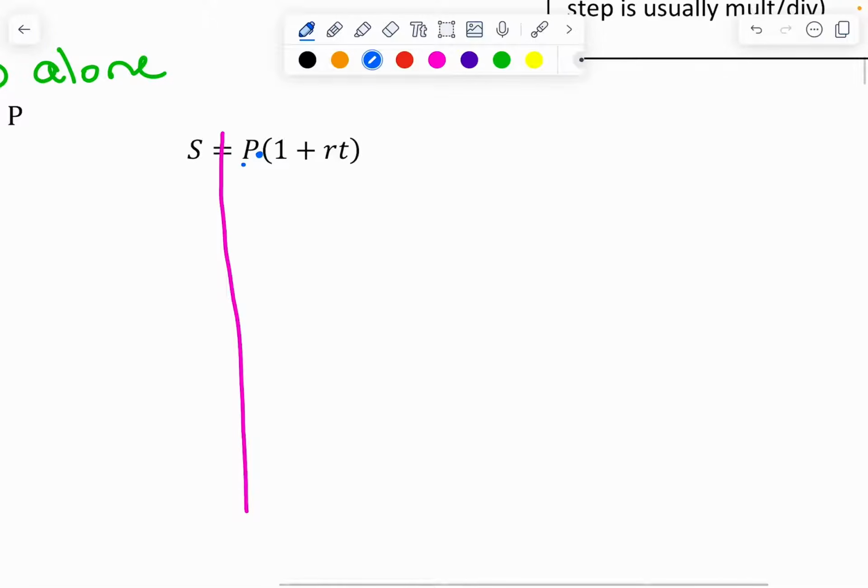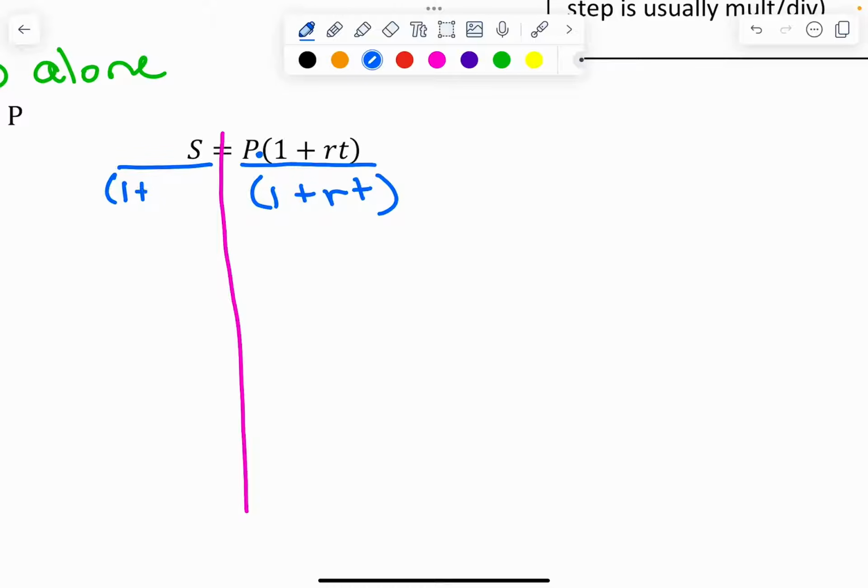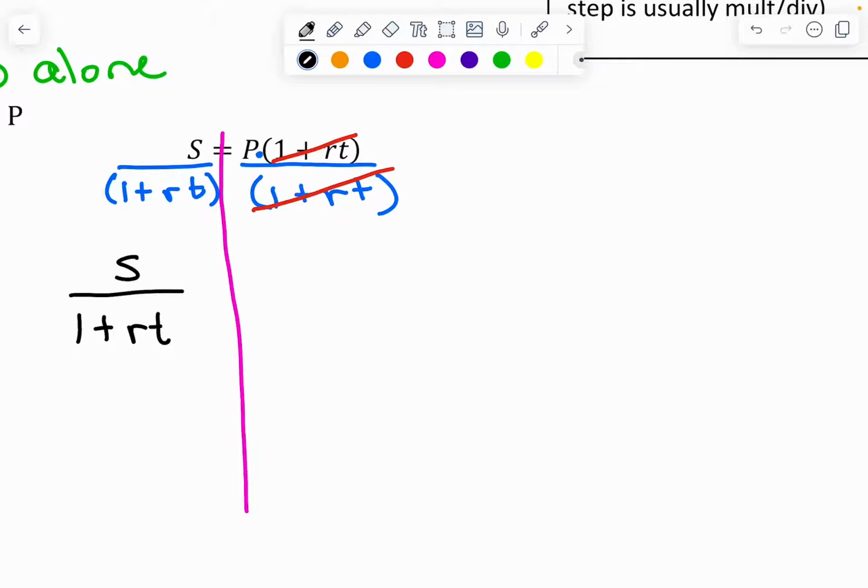First, we can break apart that multiplication using division. Whatever we do to the right side, we have to do the same to the left. And we end up getting P by itself pretty easily if that's what you do first. 1 plus RT is going to cancel, and we're just left with S over 1 plus RT equals P.